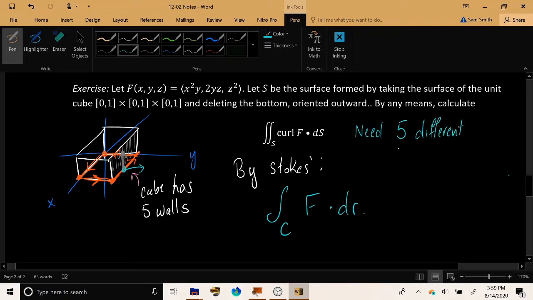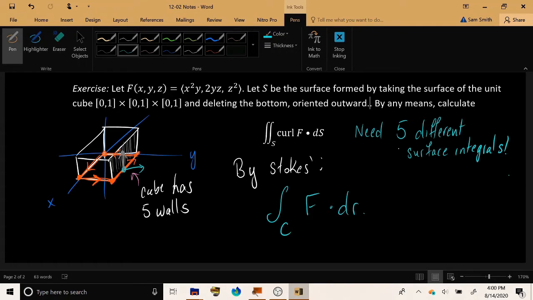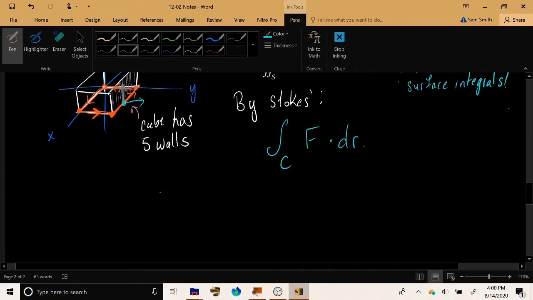5 different surface integrals, which correspond to the 5 walls of this cube, each of which is going to have its own parameterization, because anytime we encounter a sharp corner or an edge or a cusp in mathematics, that corresponds to an abrupt change in behavior, and so we need a new parameterization to describe the new behavior. Alright, so the original surface integral seems absolutely miserable.